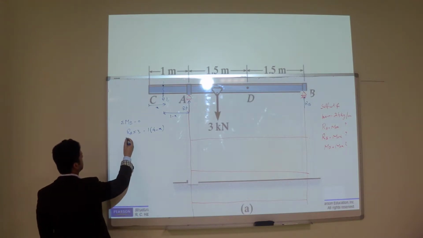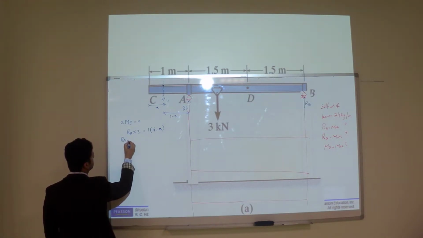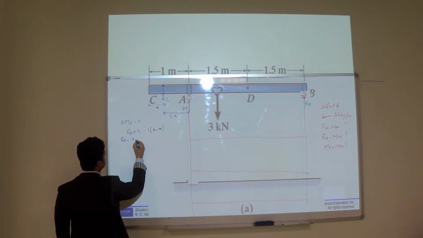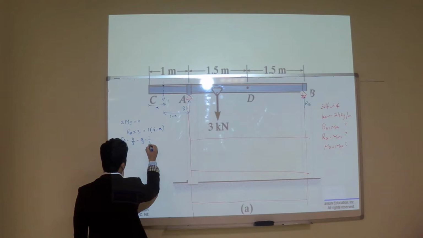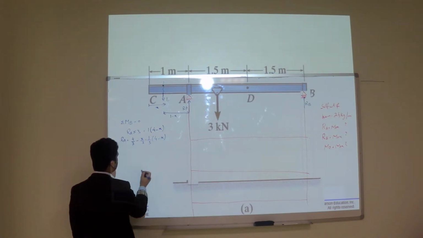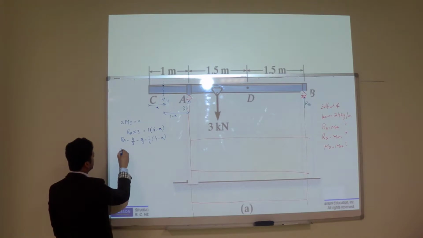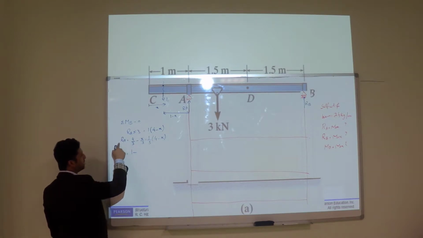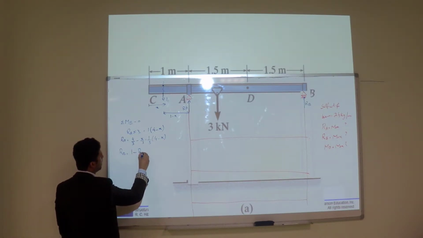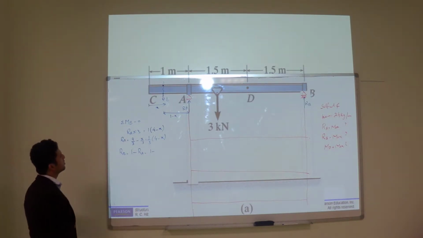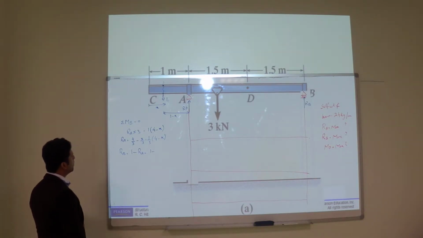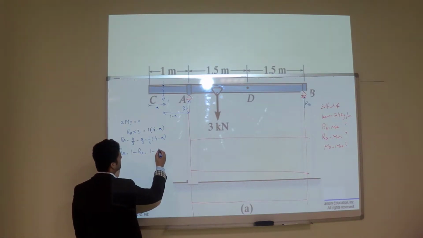Okay, so how much will be RA? 4 over 3 minus x over 3, or you can say 1 over 3 into 4 minus x. If x is 0, and what about RB? It will be 1 minus RA, yeah, and that will be 1 minus 1 over 3 into 4 minus x.